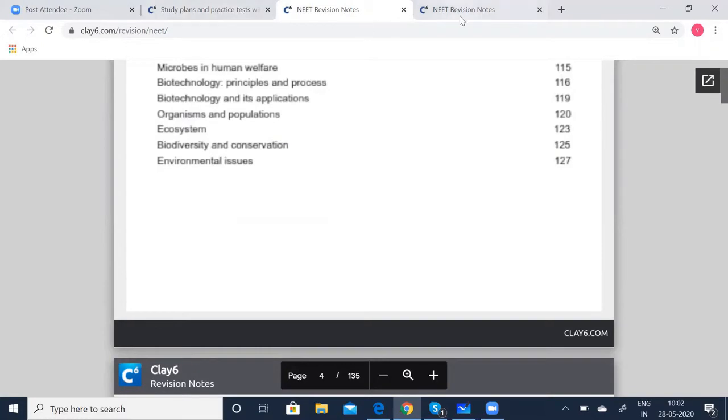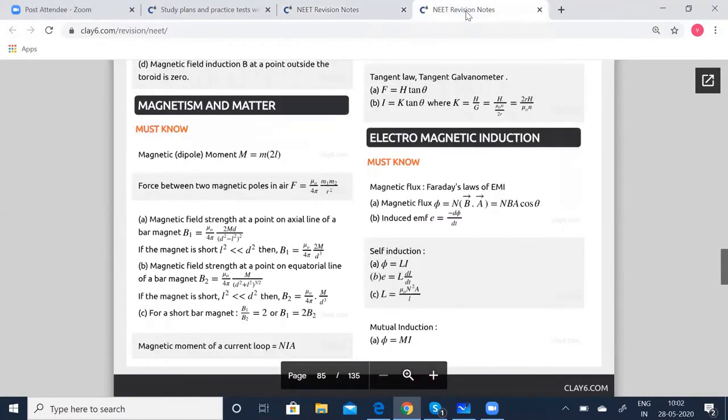Now quickly let us go through the lesson Magnetism and Matter. These are the concepts which you must know. Magnetic dipole moment M is equal to m into 2l. Force between two magnetic poles in air, F is equal to mu0 by 4 pi into m1 m2 by r square.